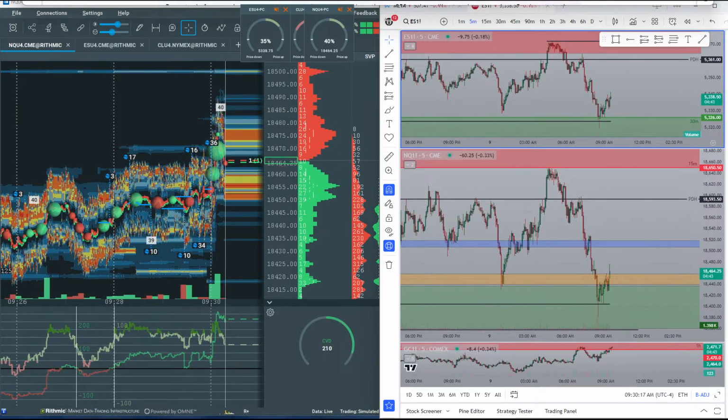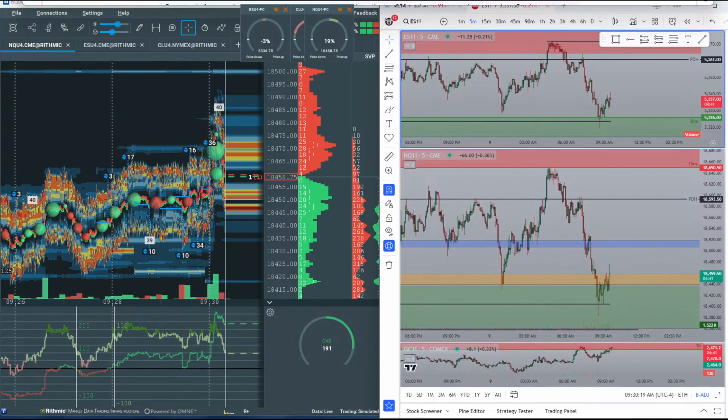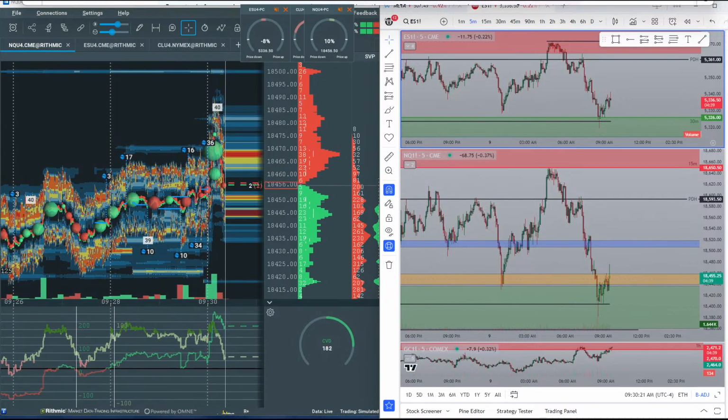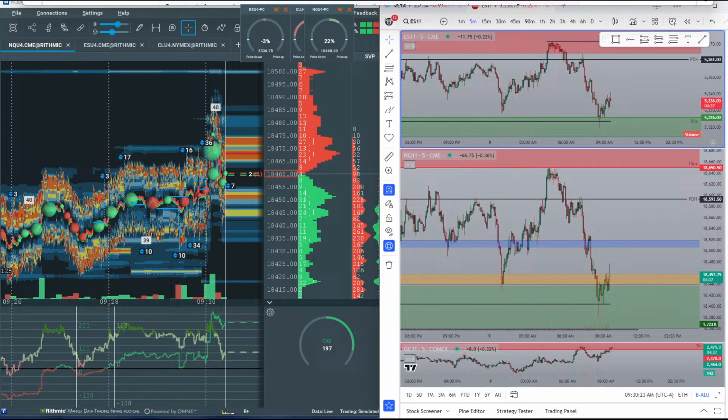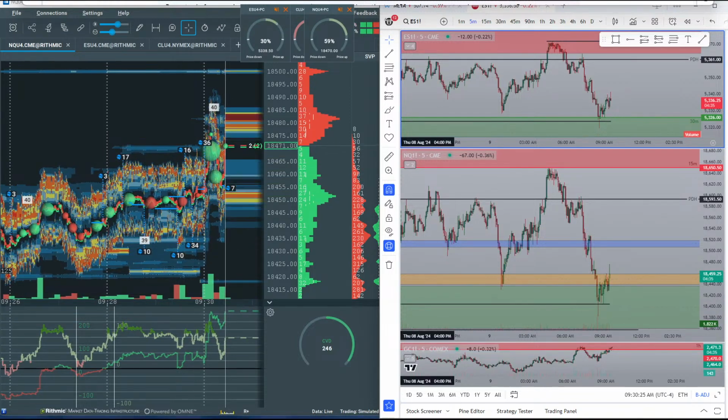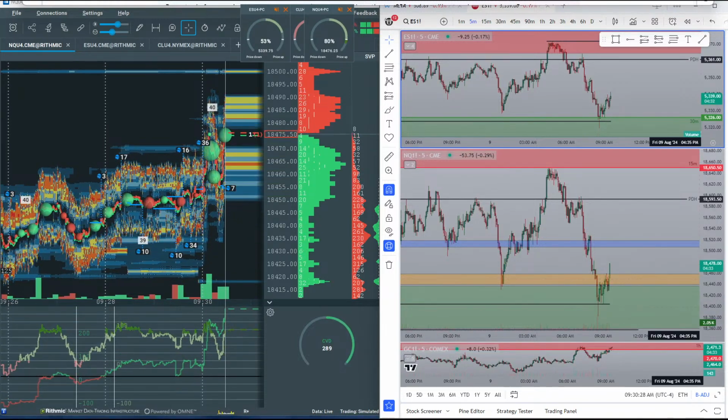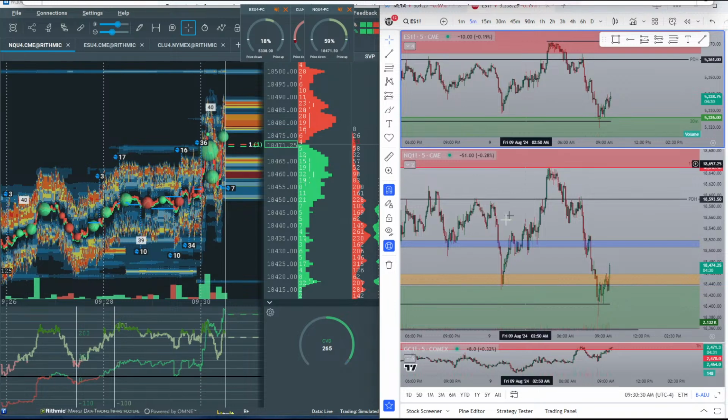Oh, I'm mad. I'm mad at TradingView, because they bumped it to a basic, and I had to go back to a premium. Oh, okay, they didn't unsave it. I was worried they unsaved the charts.